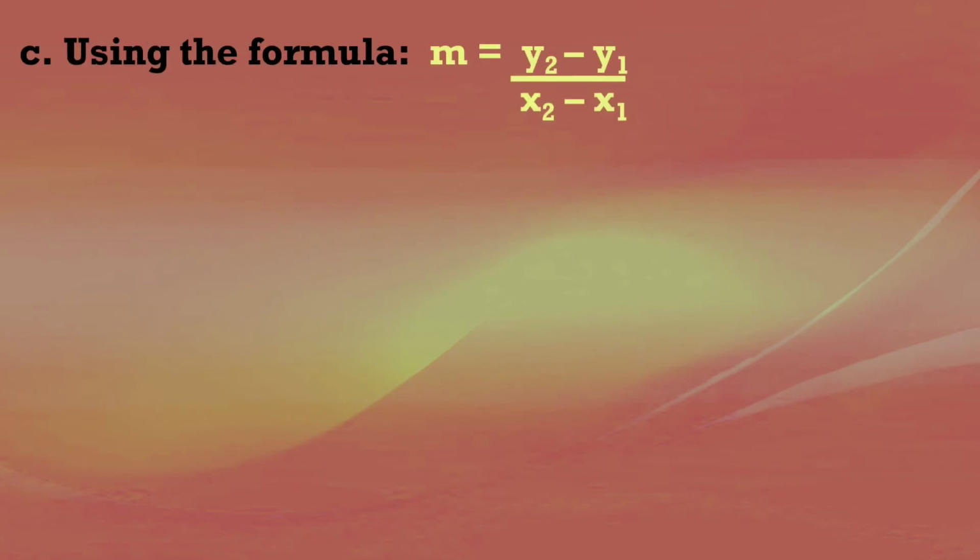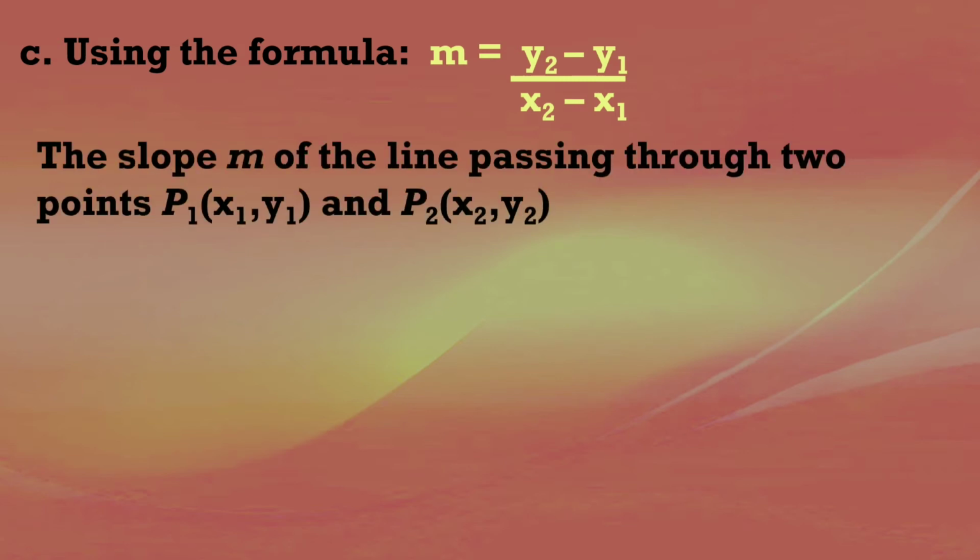So, let's have letter C. So, using the formula. So, this time, may gagamitin na tayong formula, which is m equals y sub 2 minus y sub 1 over x sub 2 minus x sub 1. The slope m of the line passing through 2 points. So, P sub 1 na mayroong coordinates na x sub 1, y sub 1, and P sub 2, which is point number 2, na may coordinates na x sub 2, y sub 2. So, try na natin. Examples.